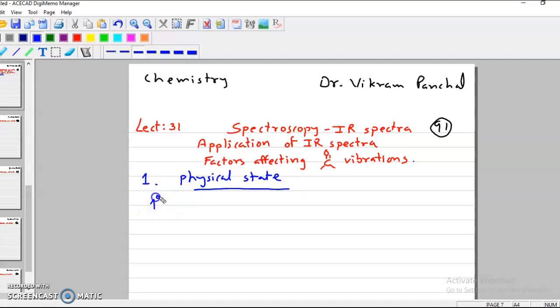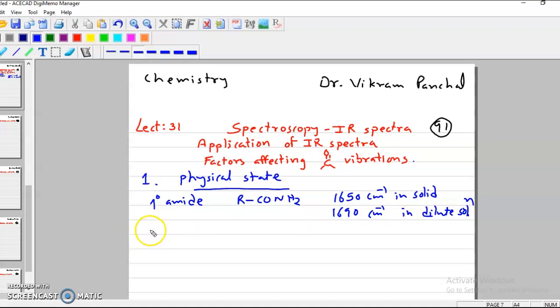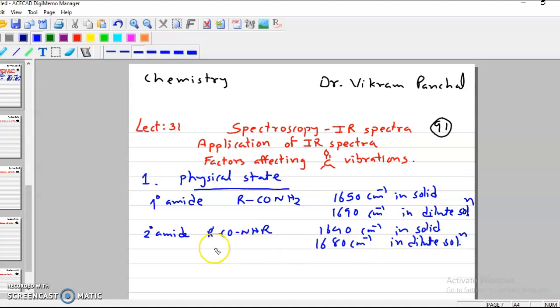If we take the example of a primary amide, which is the CONH2 group, then we will observe a band at 1650 cm⁻¹ in solid state, and it can be 1690 cm⁻¹ in dilute solution. If we take a secondary amide, the structure is RCONHR or R', whatever. Here the band appears at 1640 cm⁻¹ in solid state, and at 1680 cm⁻¹ in dilute solution. So this is the difference of state.